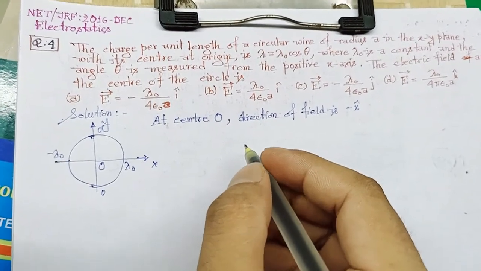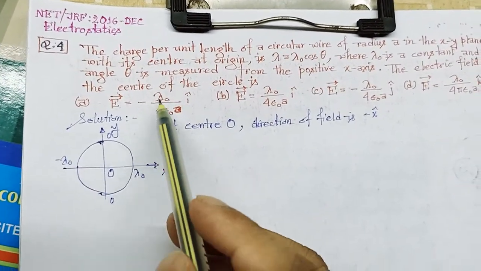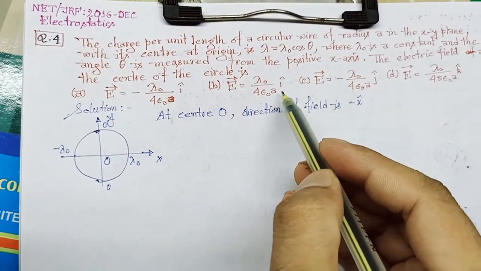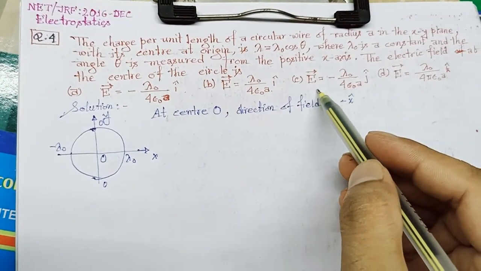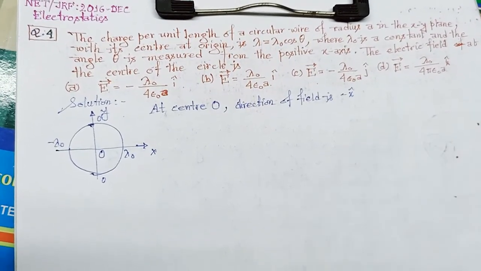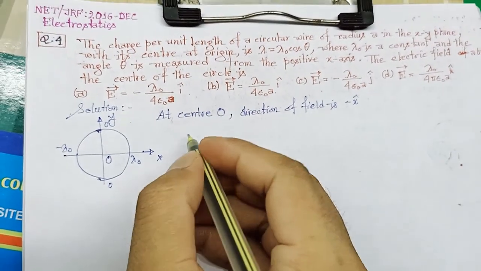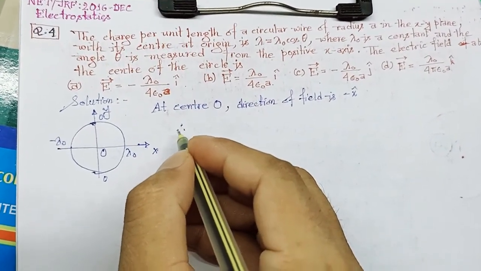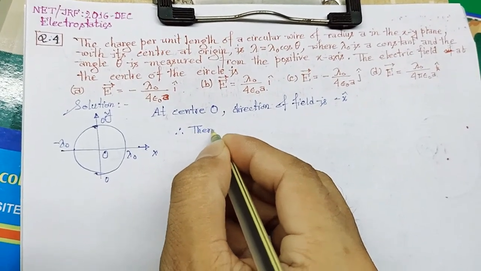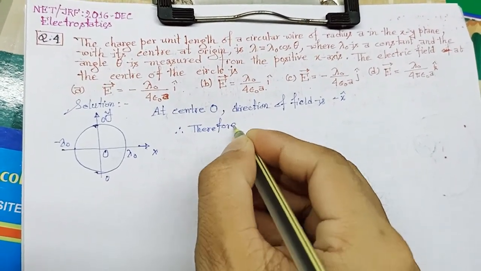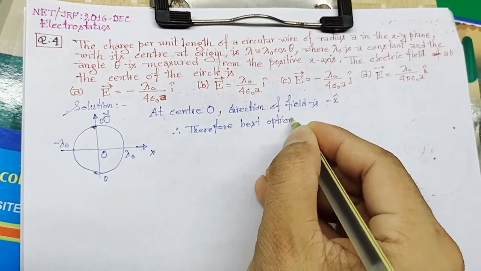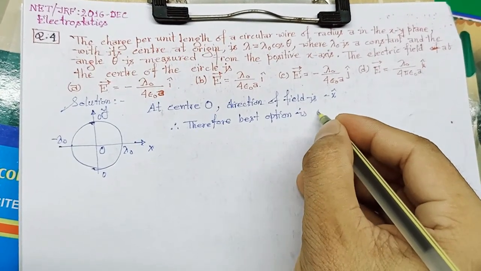Therefore, for the best option, here four options are given. In the first option, it is minus i cap. Second option, plus i cap. In the third option, the direction is j cap, and in the fourth option it is directed along k cap. Therefore, among these four options, considering the directions only, we can write that the best option is A.